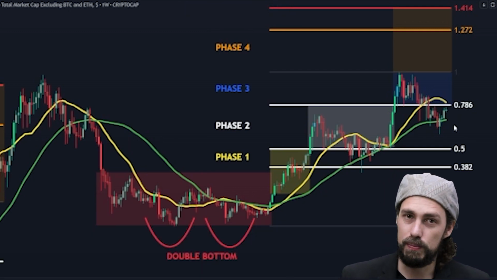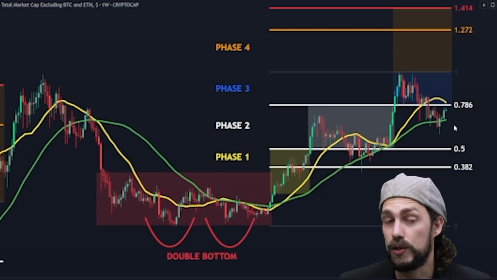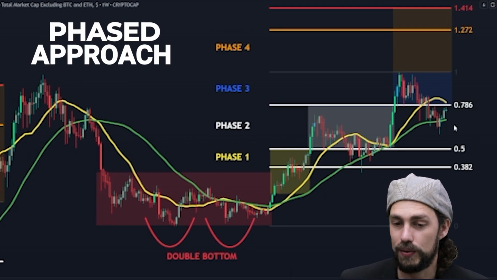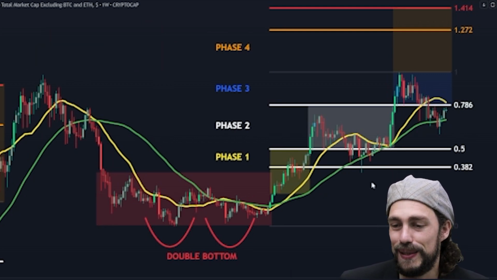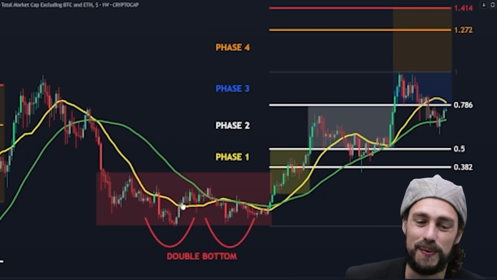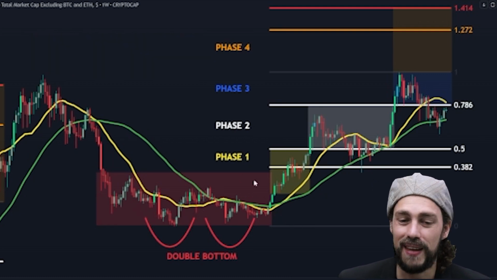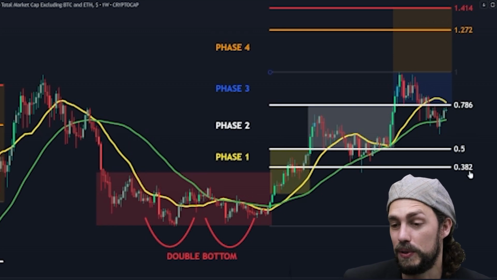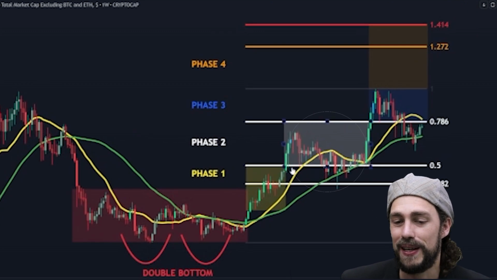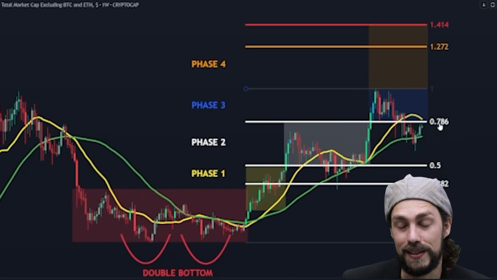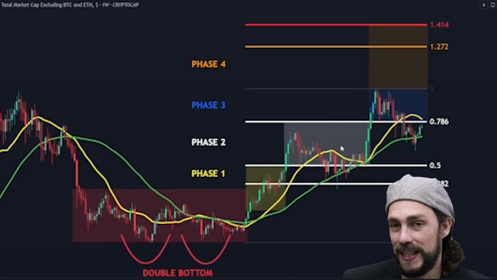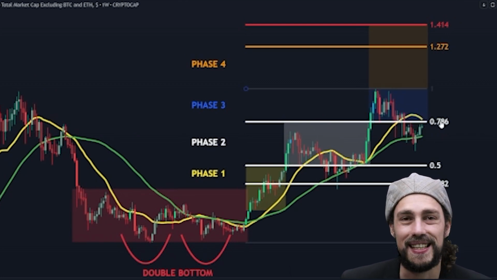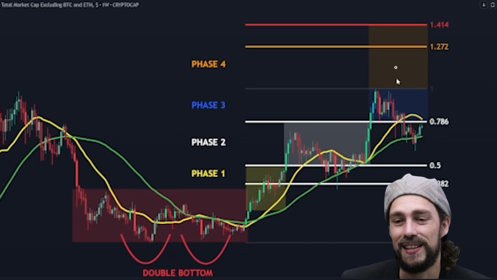Similar to Bitcoin, we've also divided the TOTAL3 into a phased approach. You can see this by the colors I've highlighted here using the Fibonacci sequences. So we have a double bottom pattern, and a break into phase one. This is the area between the 0.382 and the 0.5 highlighted by the yellow. The white being phase two is between the 0.5 and 0.786. Phase 3 is between the 0.786 and the 1 level, and then finally phase 4.